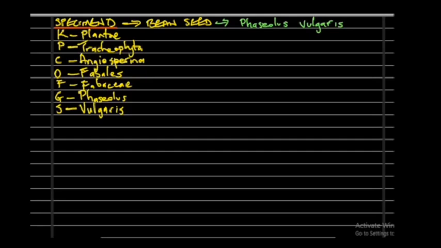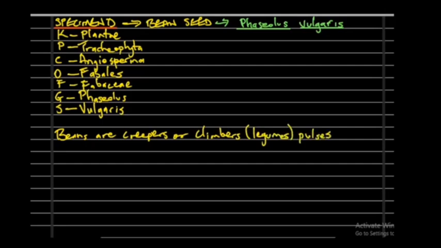Phaseolus vulgaris. The P is written in capital letters, and then there is an underlined lowercase v. That is how we write the scientific name of the organism. So beans are creepers or climbers because they just move on the floor. We also refer to them as legumes or pulses. Those are the things that we refer to this particular organism as.